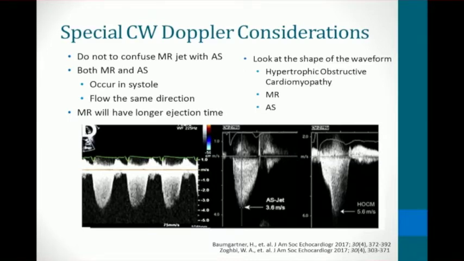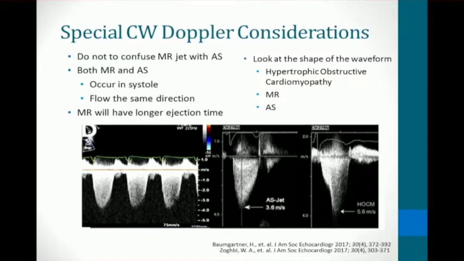Last thing to keep in mind with using continuous wave Doppler, especially with a non-imaging probe, if the patient has mitral regurgitation in addition to their aortic stenosis, be careful not to mix up the two signals. Both occur in systole and flow in the same direction. To differentiate, it may be helpful to measure the ejection time.